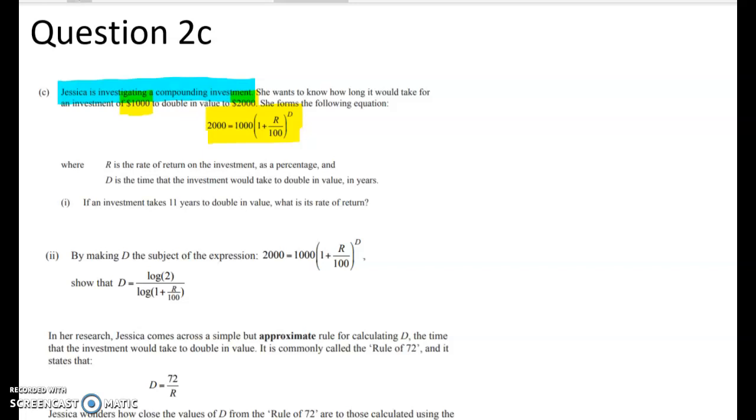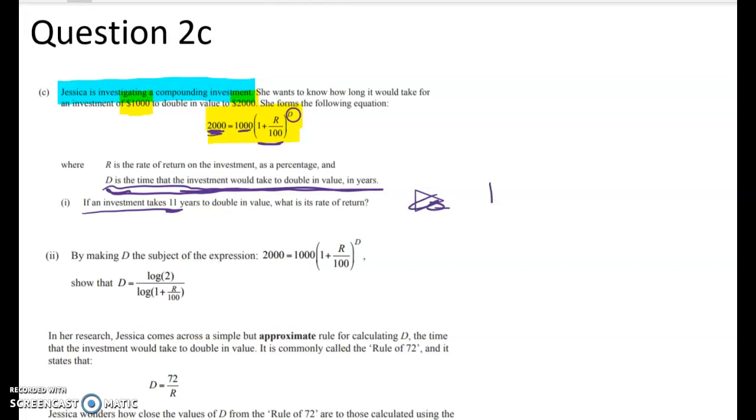We've got the 2,000, the final value here, the 1,000 that she's starting with in here. We've got 1 plus the interest rate, and we've got to the power of a number of years, d. So what we're trying to figure out here is if the investment takes 11 years to double in value, what is its rate of return? So d is the time that the investment would take to double in value in years. And so here we're going to say, well, what if d is 11?